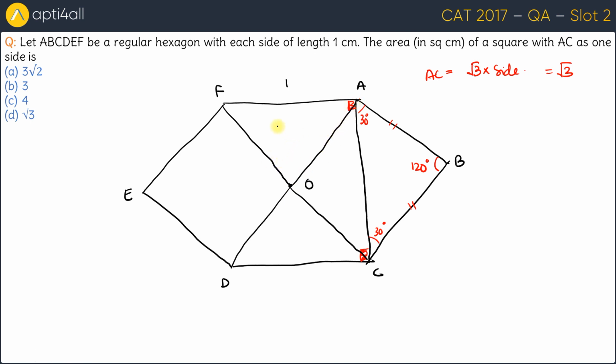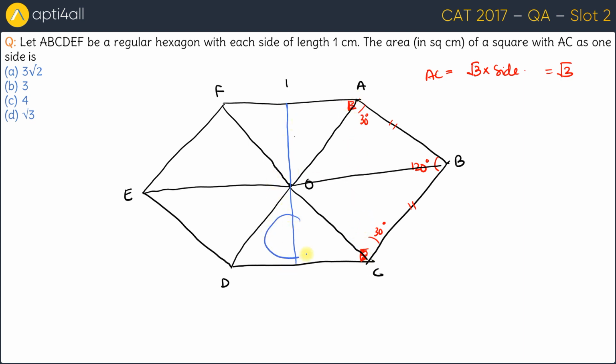Now we know if you join the center with all the 6 vertices, we get 6 equilateral triangles. Since this is 90 and this is 90, we have to calculate the perpendicular distance between A and C. FA and DC are parallel to each other, so we have to calculate the distance between the two parallel sides. That can also be calculated if we draw this line here. The length of this line is also the same as the length of AC.